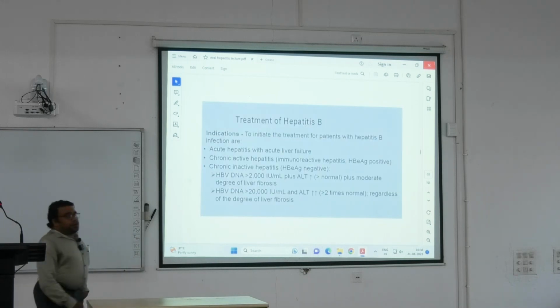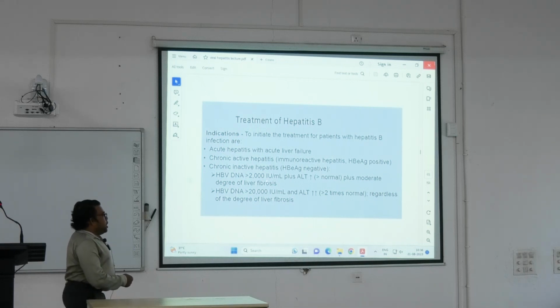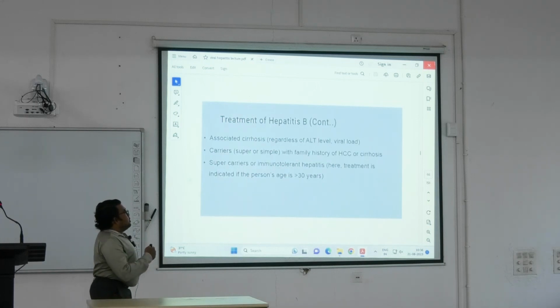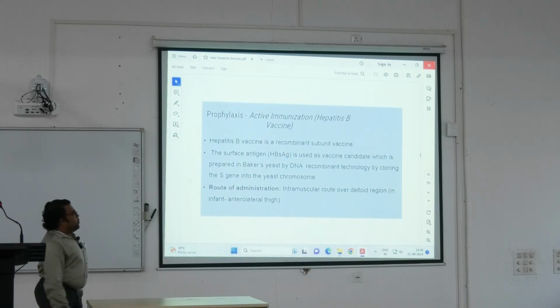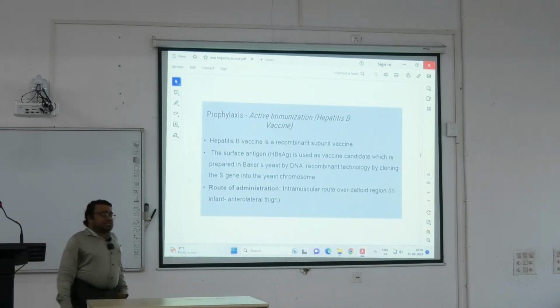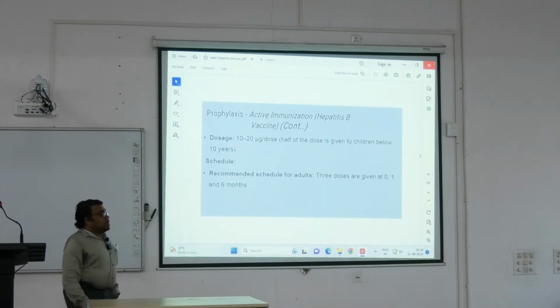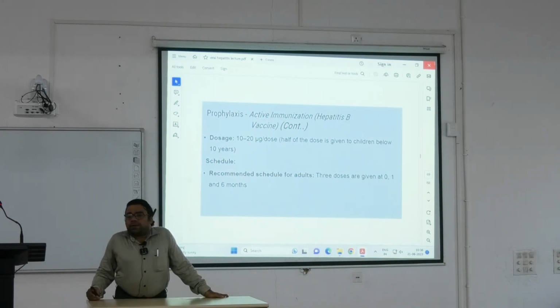Okay. So now, obviously, treatment of hepatitis B. If more than 200 IU per ml of DNA is present, then treatment is done. Treatment is generally done by antiviral or interferon. Now, prophylaxis is rather very simple because hepatitis B immunization is done by intramuscular injection. According to the Universal Immunization Program, hepatitis B vaccination is done for all children. Okay. The objective is to vaccinate all human beings.